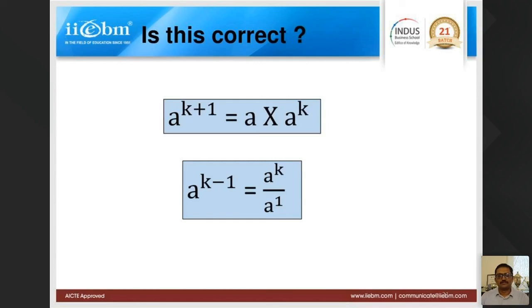What about the second one? a raised to k minus 1, like we have seen in the division rule, is a raised to k divided by a raised to 1. Is it right? Yes, it is absolutely right. When we have a raised to k divided by a raised to 1, as the base is common, which is a, we can say that a raised to k upon a raised to 1 is exactly equal to a raised to k minus 1.